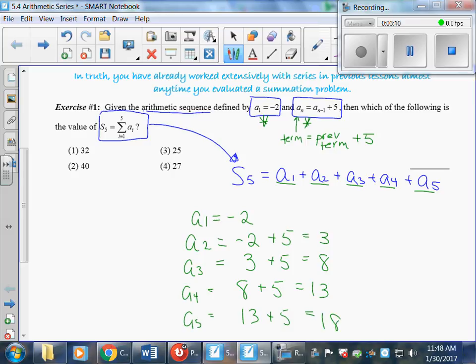So now we can go back up here and say, well, what's my series going to be? A1 is negative 2 plus 3 plus 8 plus 13 plus 18, which is equal to 40. Basically, just adding them all up, right? I don't think we need to spend time reviewing the calculator portion of this. All right, so the correct answer here would be 2.